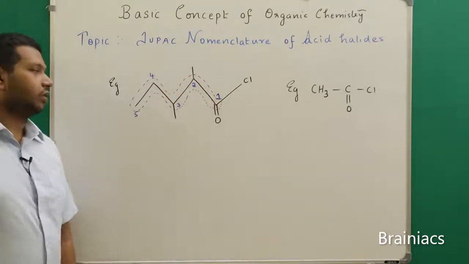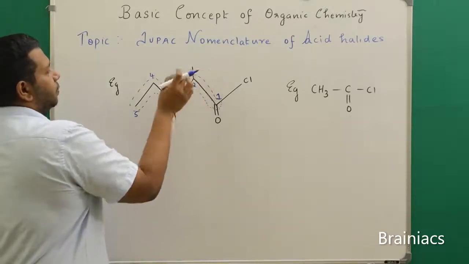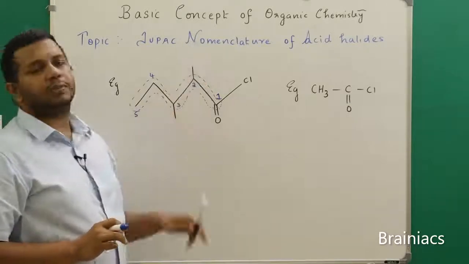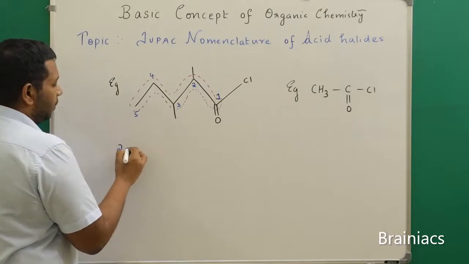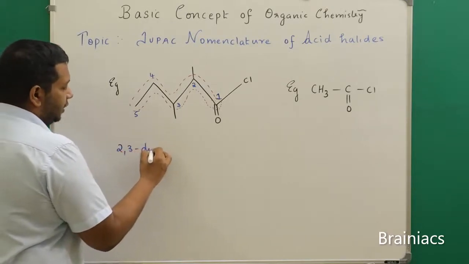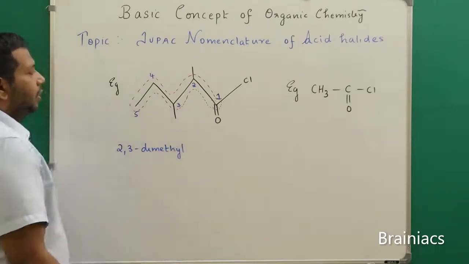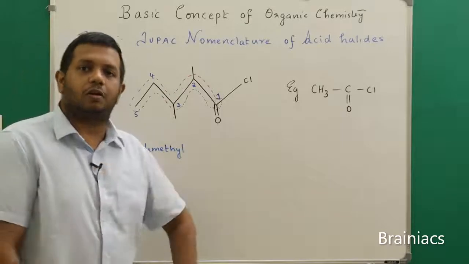Correct? So tell me how to do it. First comes the secondary prefix. The secondary prefix is present at positions 2 and 3, so both are on the chain. That means methyl groups. So at 2, 3, what is present? 2,3-dimethyl, correct? Now tell me, the primary prefix is not applicable since it is not a cyclo compound.